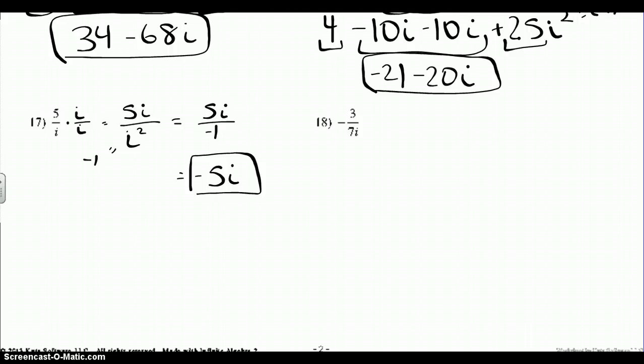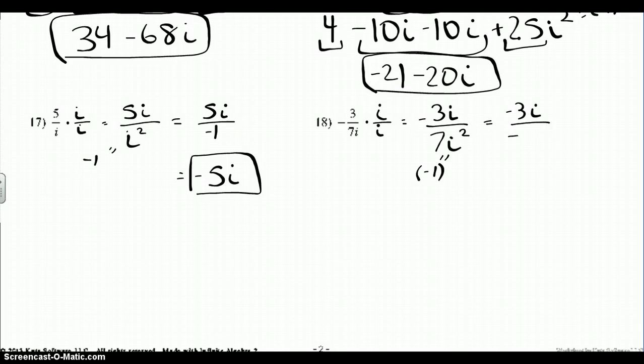Okay, 18. It looks a little more confusing, but use the same skill set. Just multiply by i over i. Okay, and what you'll see is that you should get a negative 3i in the numerator, and in the denominator you should get 7i squared. Now we're just going to simplify this i squared with negative 1. So now we have negative 3i in the numerator over negative 7 in the denominator. And remember, a negative divided by a negative is positive. So our final answer, 3i over 7.